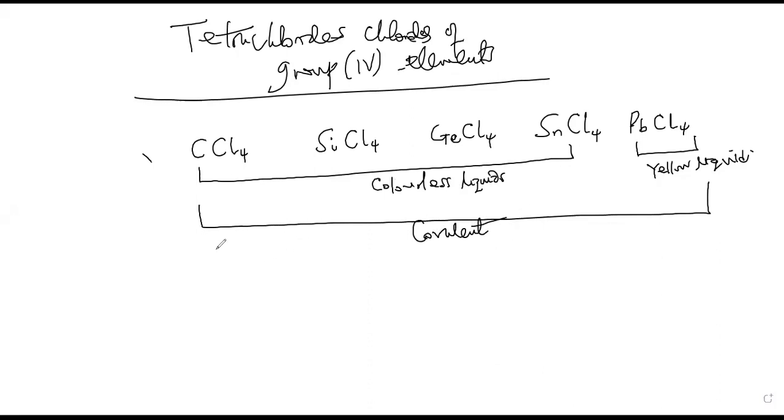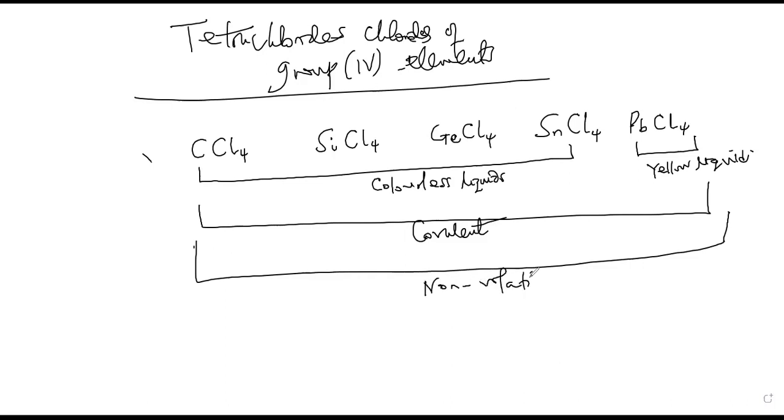Then some other property which you normally consider is the volatility. Those who follow me on phase equilibria, because I decided to handle that on YouTube, phase equilibria tells us that volatility is the tendency of a substance to escape into the vapor phase. So when we talk about the volatility of these tetrachlorides, all of them are non-volatile. Even if you heat them, none is going to escape to the vapor phase, and that one brands them non-volatile compounds.